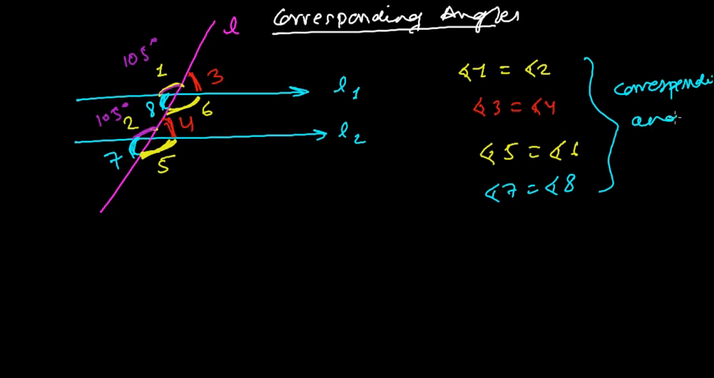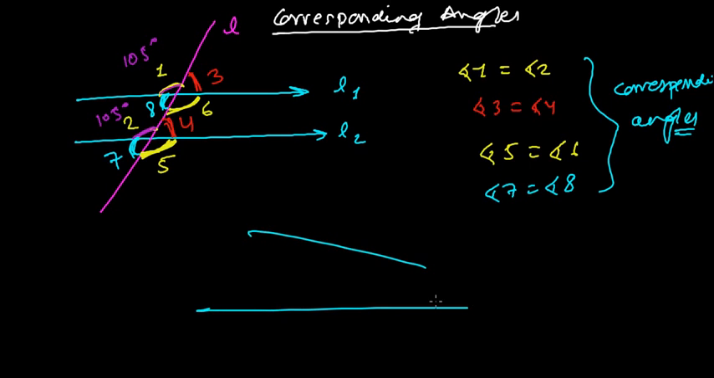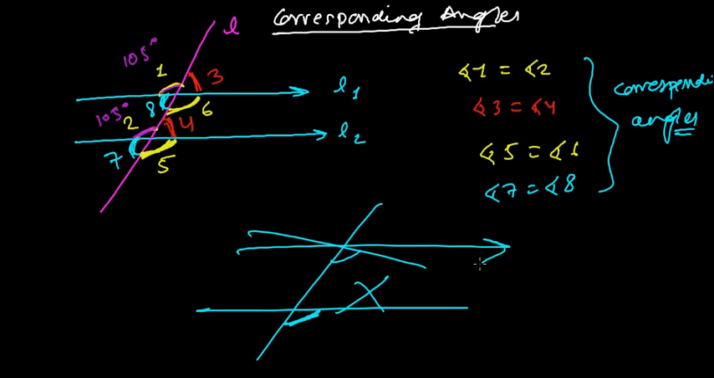All corresponding angles are not equal. Only the corresponding angles made when two parallel lines are intersected by one transversal line are equal. If the two lines are not parallel like this, then this corresponding angle and this corresponding angle will not be equal. Only when these two lines are parallel will this angle be equal to this angle. All right, keep that in mind.